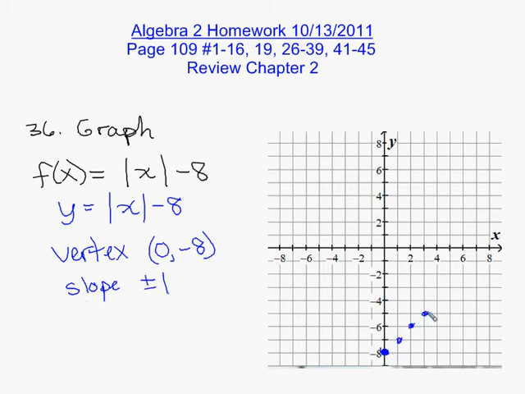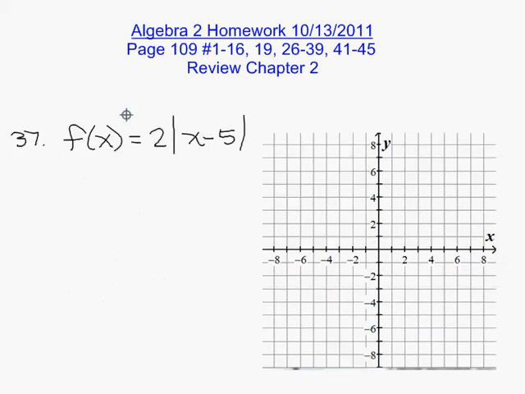So I'm just going to graph a few points here, enough to get a good idea of what the shape of the graph looks like. And then I can go back and put in the lines, connect the dots to make lines. Okay, so there's the V shape. It has been shifted from the original absolute value graph. It's been shifted down 8 spaces.